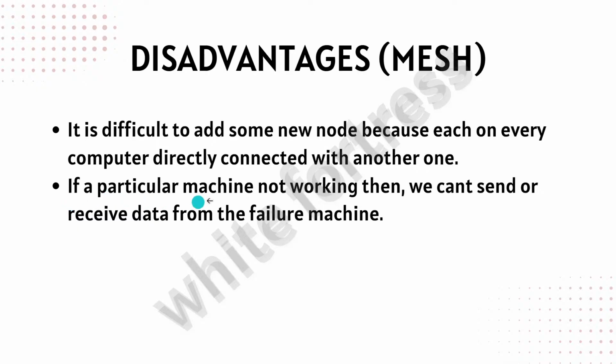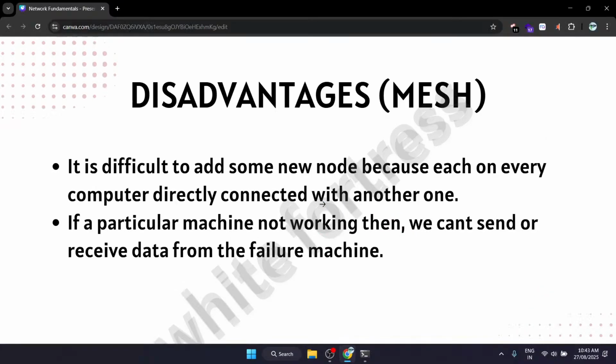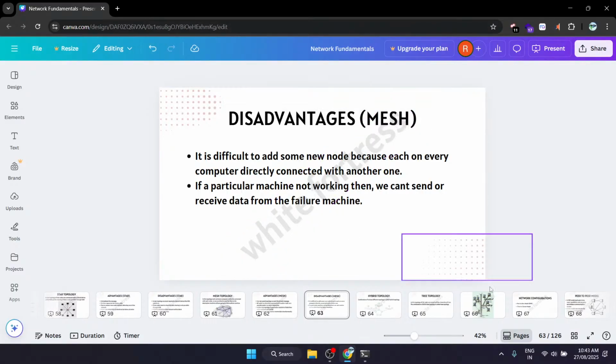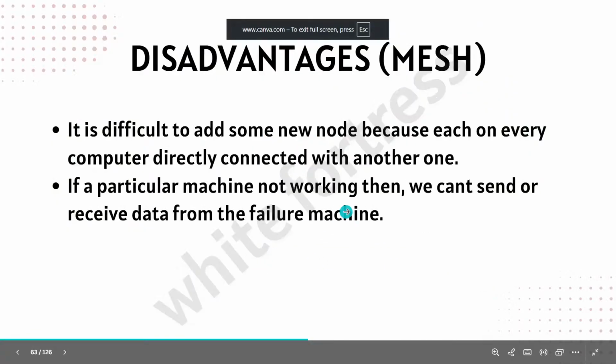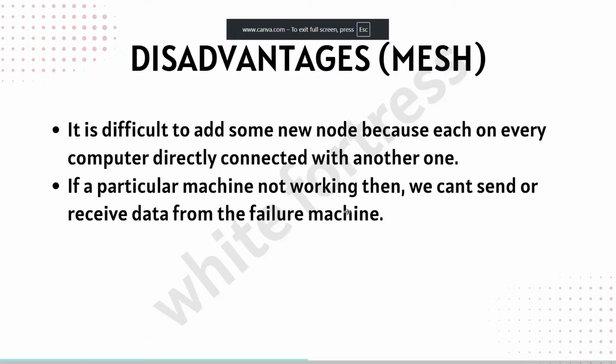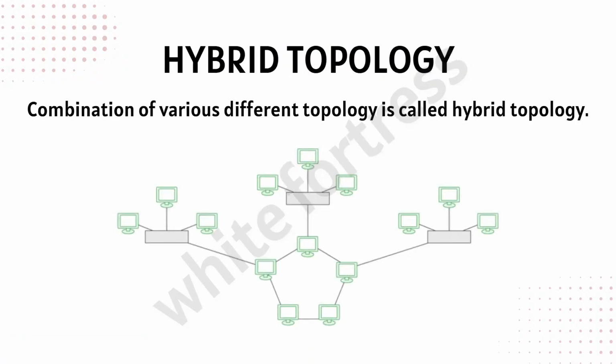If a particular machine is not working properly, then we can't send or receive data from the failed machine. Obviously, if a particular machine is not working properly, then we cannot send data only to that machine, but the whole network will work fine.